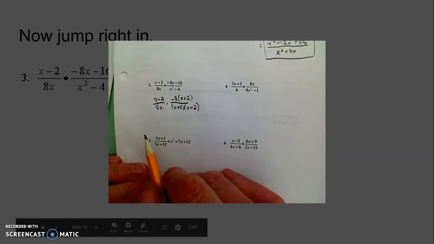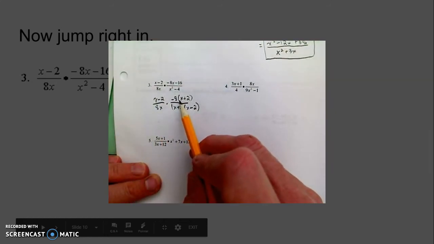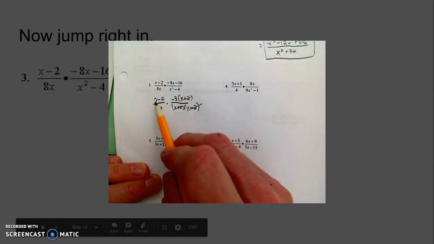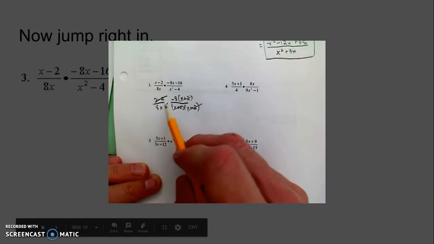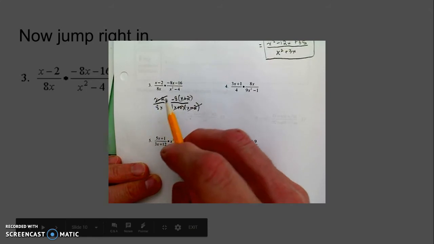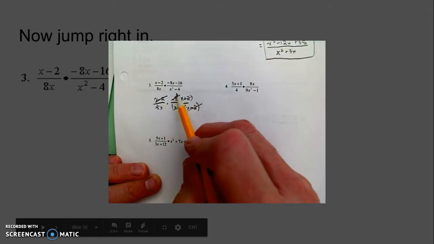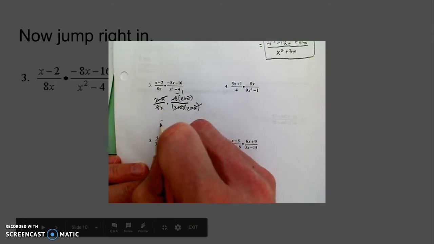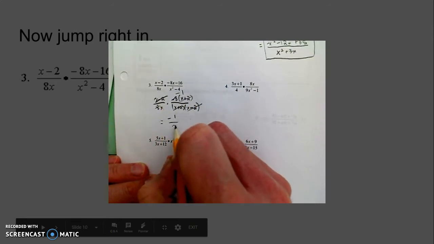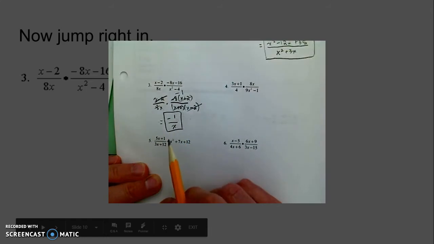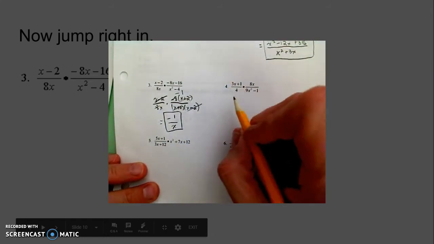So let's see what we can do now. My x plus 2 has a pair in the denominator. My x minus 2 has a pair in the numerator. I have a negative 8 divided by a positive 8. That's negative 1, and that's all that's left in my denominator is x. So this equals negative 1 over x. So this whole big expression, when I simplified it down, is negative 1 over x. Let's look at another one.